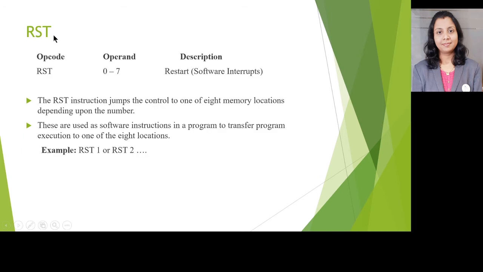Next is RST. RST is short for restart. Operand may be 0 to 7. The description is restart software interrupts. The restart instruction jumps the control to one of the 8 memory locations depending upon the number. The number can be from 0 to 7. These are used as software instructions in a program to transfer program execution to one of the 8 locations. The examples may be RST1, RST2, RST0, RST3 to RST7.